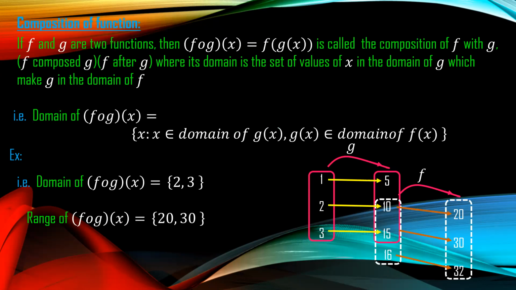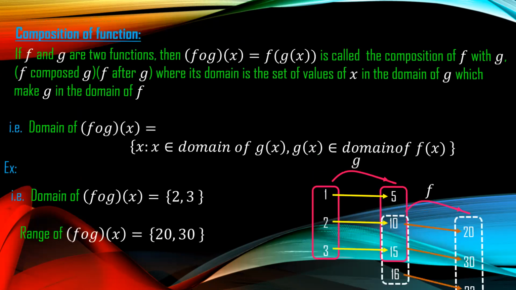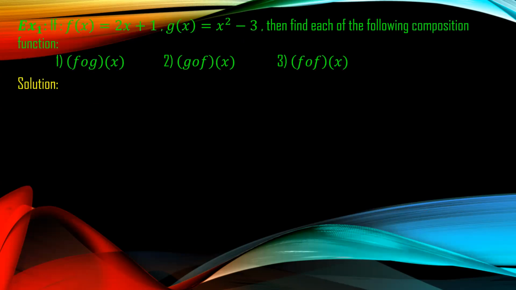The domain of f after g of x is the set of x such that x belongs to the domain of g and g of x belongs to the domain of f. And we can take an exercise to explain this concept. f of x equals 2x plus 1 and g of x equals x power 2 minus 3. Then find each of the following composition functions: f after g of x, g after f of x, f after f of x.